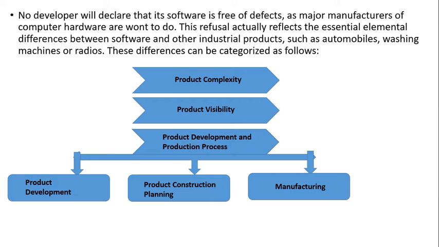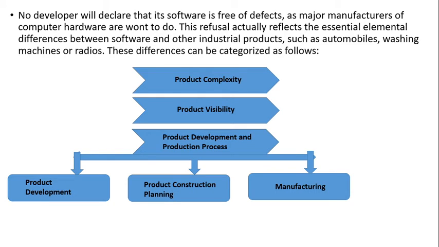Then second, product construction planning. This phase is not required for the software production process, as the development of software copies and printing of software manuals is carried out automatically. This applies to a software product irrespective of whether the number of copies is small, as in custom-made software, or large, as in software packages sold to the general public.